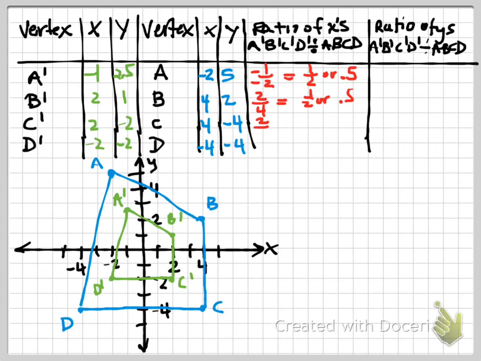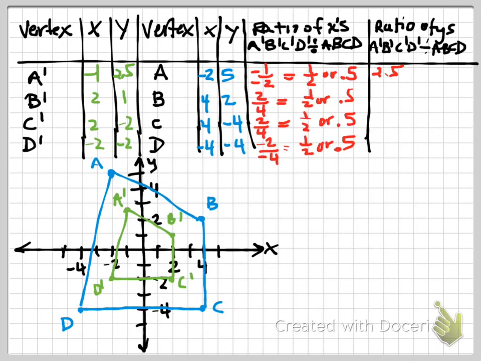What's C prime divided by C on the x's? What's 2 divided by 4? 0.5 or 1/2, same as the one before. And then what's negative 2 divided by negative 4? 2 negatives make a positive. So again, that's kind of interesting. All right, well, let's look at the y's.